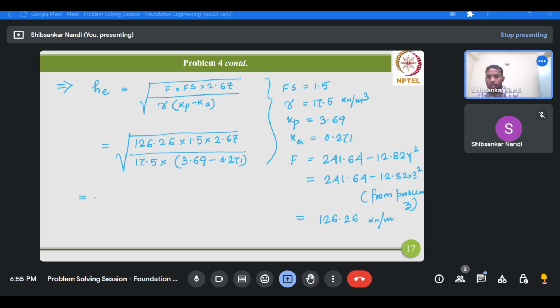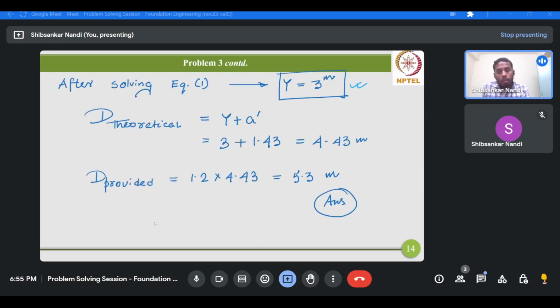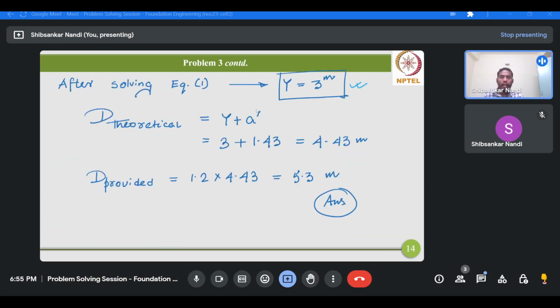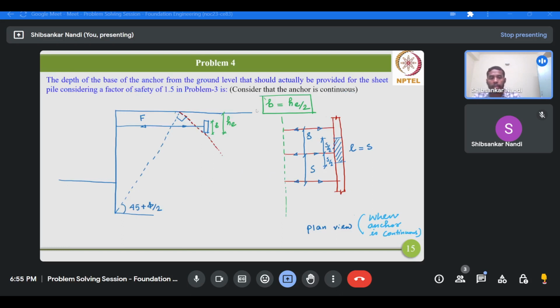So the answer is 2.91 meter. Okay. Now as you can see, earlier in problem 3 it was given that the anchor is located at a depth of 1 meter. But here the anchor should be placed at a depth of what? So this total value is your 2.91.